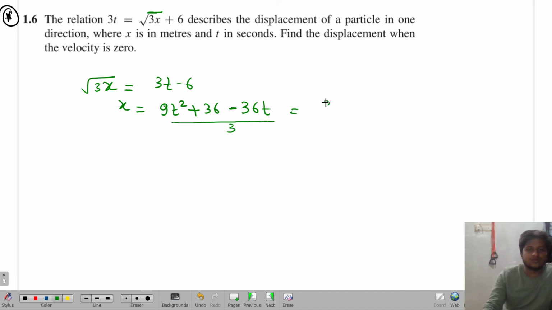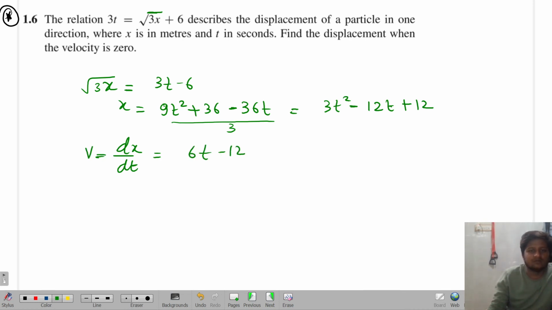So the total equation is x equals 3t square minus 12t plus 12. Got it or not? So dx by dt, which is my velocity, is equal to 6t minus 12. Now I want to find the displacement when velocity becomes 0. Put it equal to 0, 6t equals 12. T is equal to 2 seconds. Yes or no?